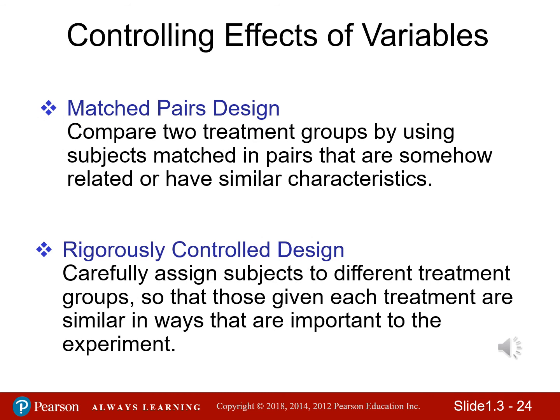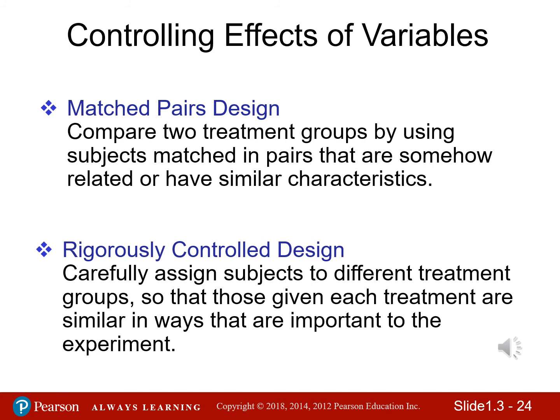Another type of experimental design is called matched pair design. Matched pair designs compare two treatment groups by using subjects matched in pairs that are somehow related or have similar characteristics. Matched pair design is a special case of randomized block design. In this design, two treatments are assigned to homogeneous groups or blocks of subjects. The goal is to maximize the homogeneity of each pair. In other words, you want the pairs to be as similar as possible. The blocks are composed of matched pairs which are randomly assigned to a treatment.